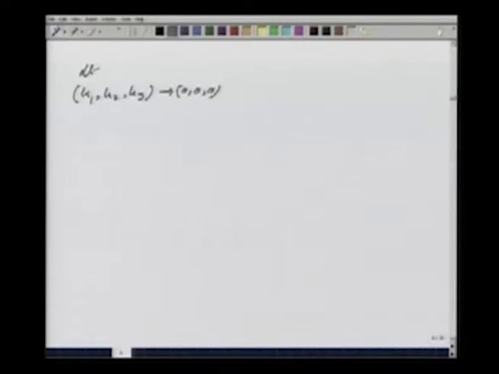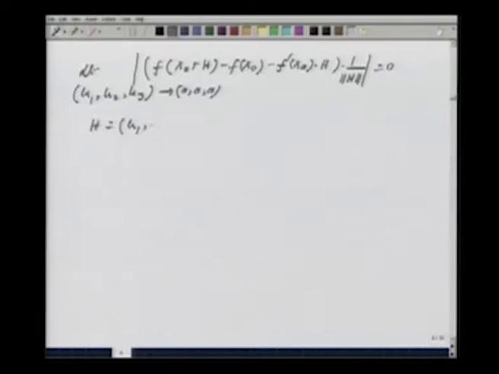This is the limit as h goes to 0 of the quantity f of x naught plus h minus f of x naught, exactly as in the case of R2, minus f prime x naught dot h, times 1 by norm h, if this is equal to 0. Here h is h1, h2, h3. Okay.